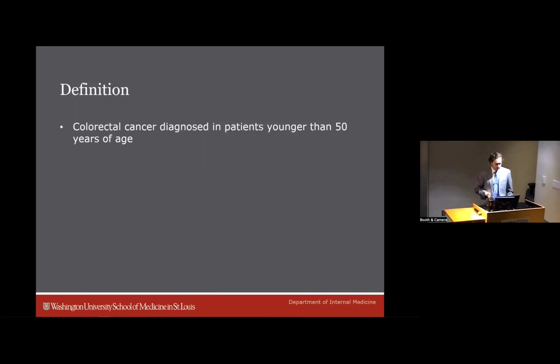So let's start by defining early onset colorectal cancer. It's simply colorectal cancer diagnosed in patients younger than 50 years of age. And this probably jumps out because prior to just a year or so ago, this was the cutoff for recommended routine screening in patients of average risk.